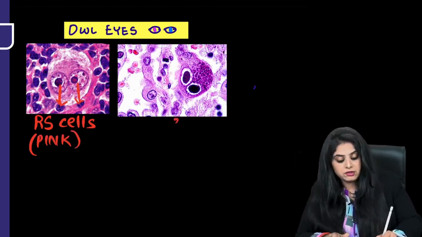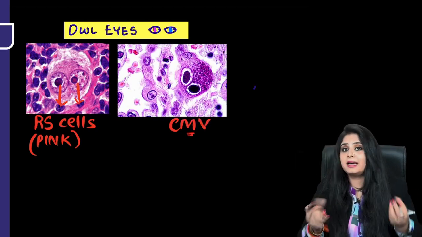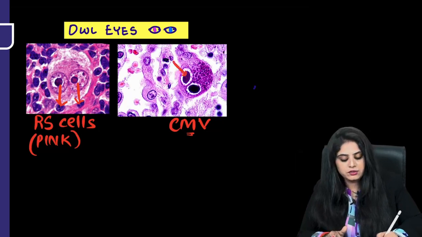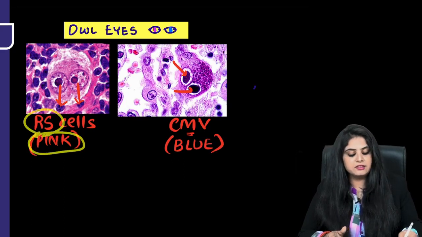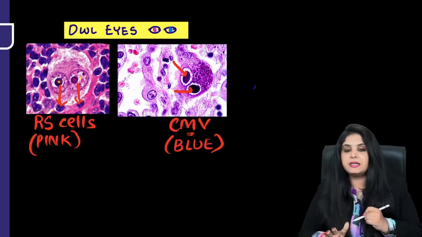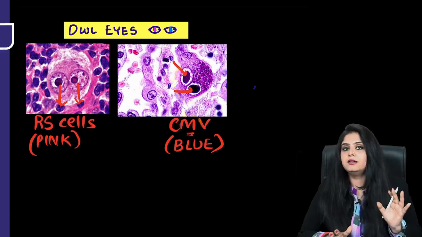Whereas when I'm talking about cytomegalovirus, it is a mega man. Mega man means man's favorite color, blue. So what are the eyes going to be? The eyes are going to be blue in color. So please remember, that is how you differentiate the two eyes. The pink color eyes are girls' color, Reed and Sternberg's color, pink eyes. And cytomegalo, megalo man, so big man, his favorite color, blue eyes.